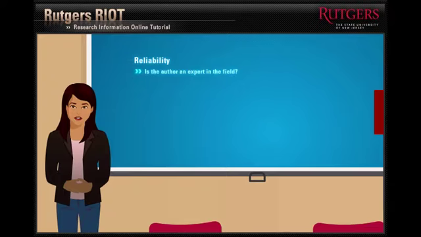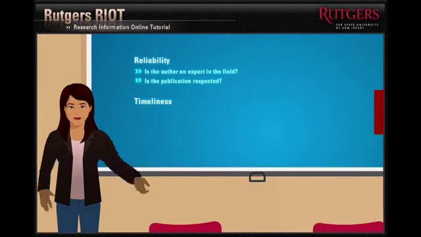Is the author an expert in the field? Is the publication respected? Most works in a scholarly, peer-reviewed journal will pass the reliability test. Most of the time, so will internet sites from government offices or from universities. However, many popular magazines or common internet sites like Wikipedia will not.